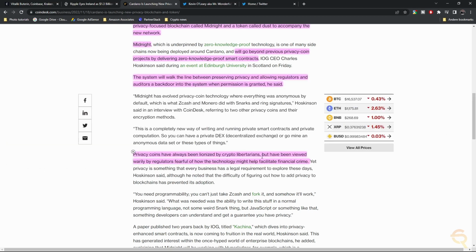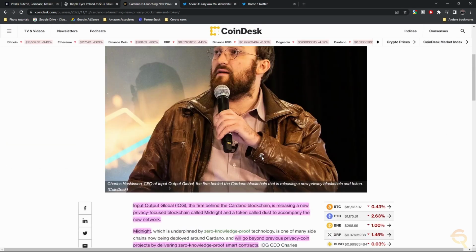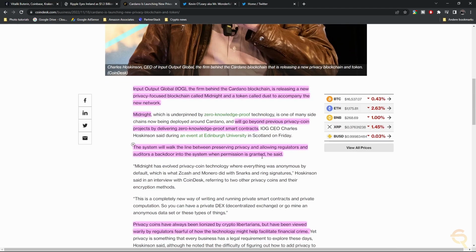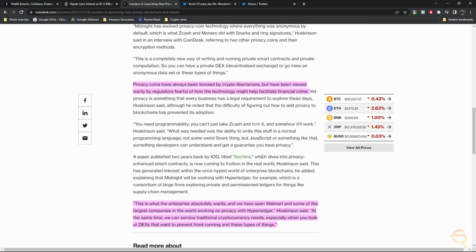Honestly, personally, I stay away from privacy coins because I have a feeling these will be the first coins the regulators will go after, or the ones that the regulators want to eradicate due to all the risks and how it might help facilitate financial crime.